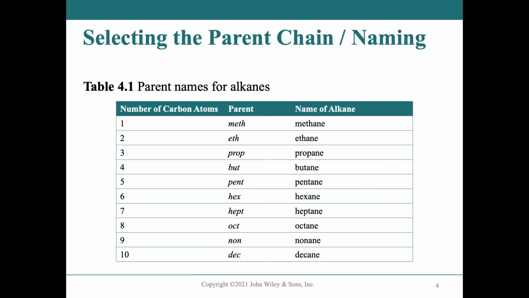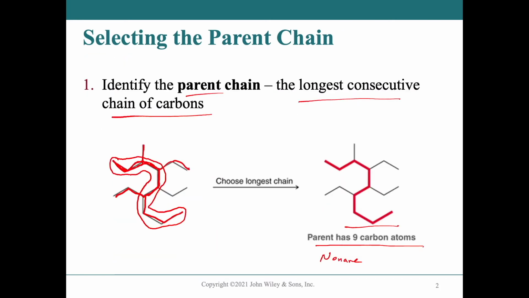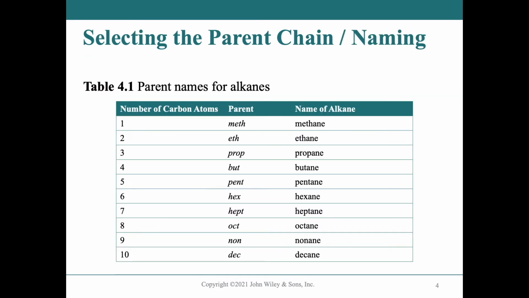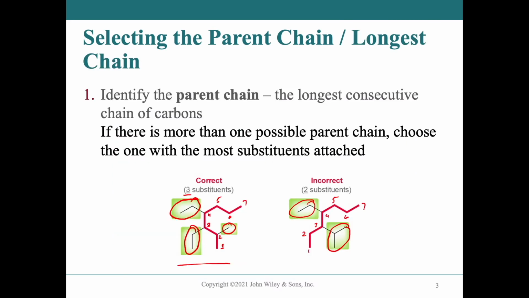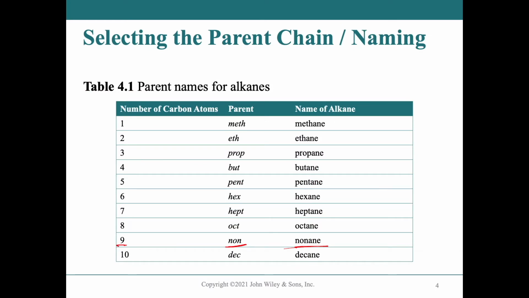Once you've gotten that far, you've got to decide how to name it. For an alkane, you name it based on the number of carbons. So we go back to the first thing we did, which had 9 carbons. That's going to be a nonane. As you can see, there are 9 carbons, the parent is non, and the name of the alkane is nonane. On this one here, it's 7 carbons long, so that would be heptane.